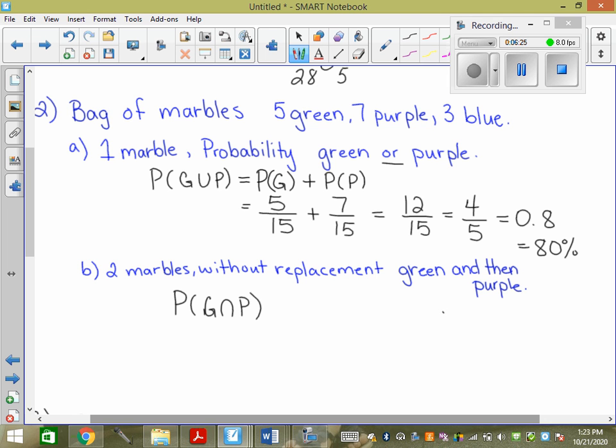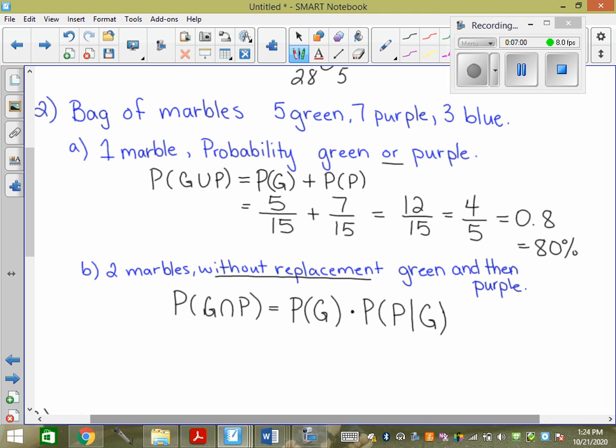Okay? So if you want to actually do the formula properly, because it says without replacement, you're still going to multiply your probability. So you're going to do probability of green times, because it's and, the probability of purple, but we do this, purple given green. And what the heck does that straight up and down line mean? It means the probability of purple given that I'm holding a green in my hand. That's what that means. Probability of purple given that I'm holding a green. Because that changes my probability if I'm holding a green, right?